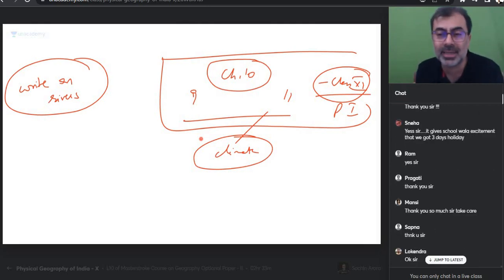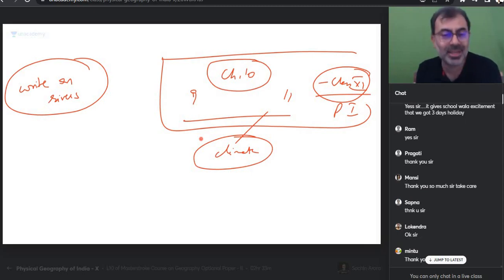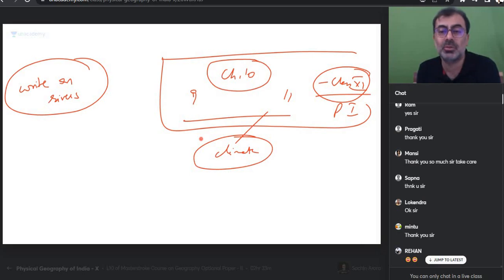Sneha is saying it gives school-like excitement that we have 3 days holiday. Okay, I also get that, absolutely fine. So remember, after holidays, in my school we used to have a test on Monday. So Saturday, Sunday were holiday, and Monday they would take a test. So Monday we'll do something.